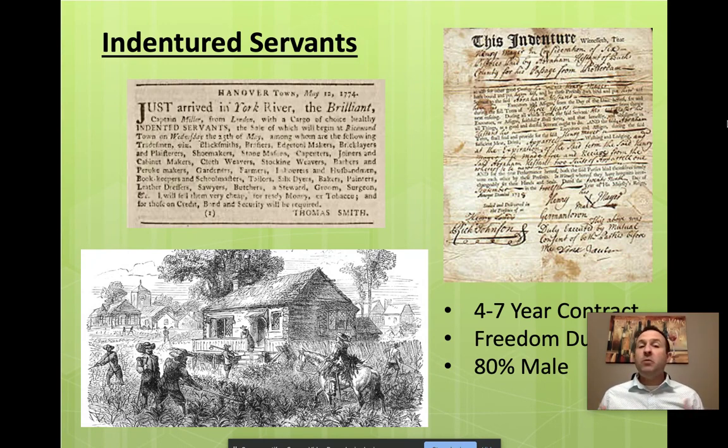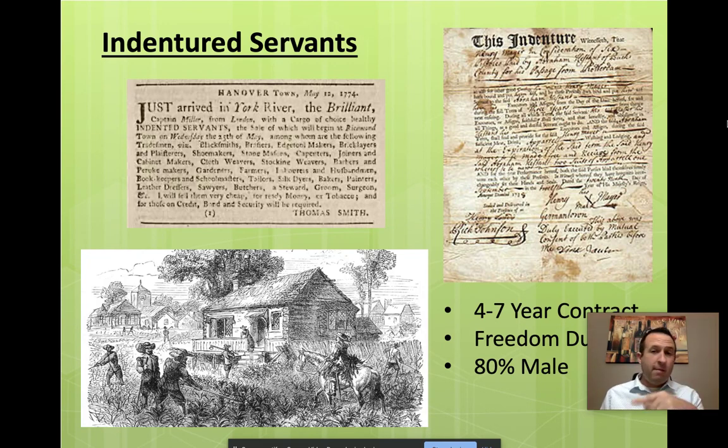Now, assuming you survive this 4 to 7 years, remember there is a risk because you are working hard, yes, but you are in colonial Virginia and there's a high mortality rate. Now, assuming you survive all this, at the end of your contract term, I, as your master, will give you what's called freedom dues. What are freedom dues, you ask? Well, upon the completion of your contract, I will give you new clothes, I will give you a new set of tools, and I will give you 50 acres of land.